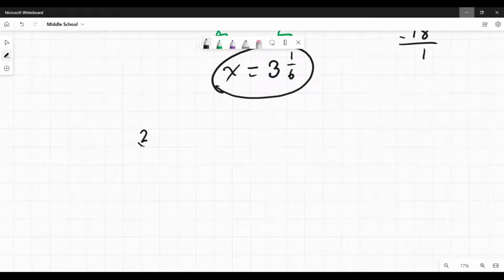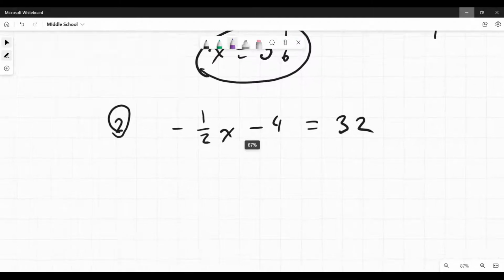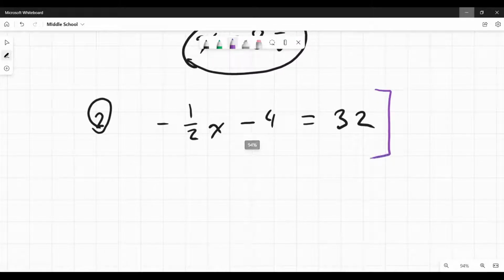Number 2 was negative 1/2 x minus 4 equals 32. What should we do first? Put brackets around it, because we're trying to get rid of the fraction. That's our goal. The brackets tell us we're multiplying, right? That's what we're doing. And the reason we're multiplying is we're getting rid of the fractions.